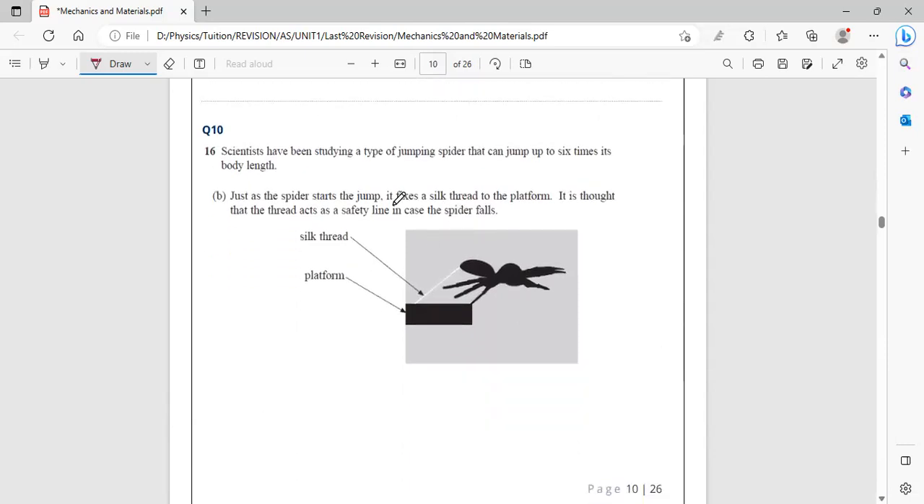Right. Question 10. Scientists have been studying a type of jumping spider that can jump up to 6 times its body length. Just as the spider starts to jump, it fixes a silk thread to the platform. It is thought that the thread acts as a safety line in case the spider falls.